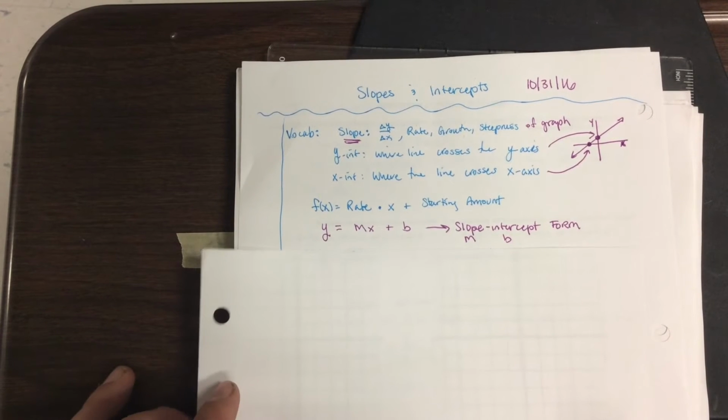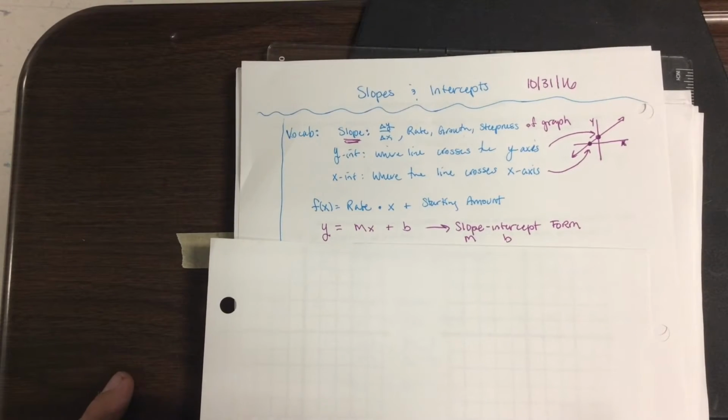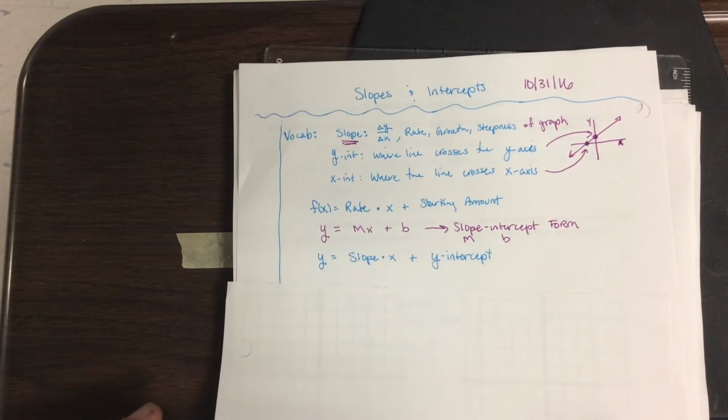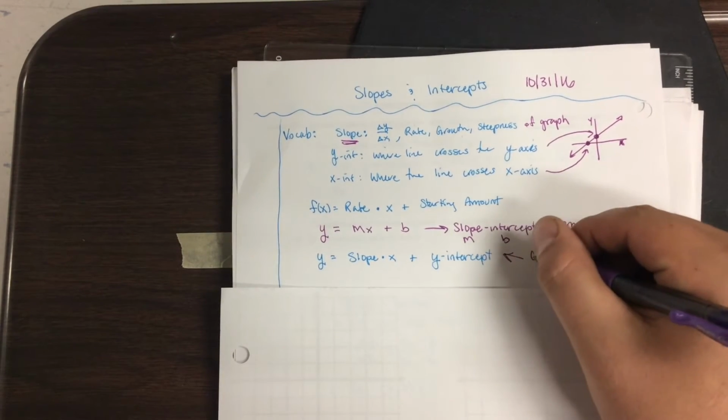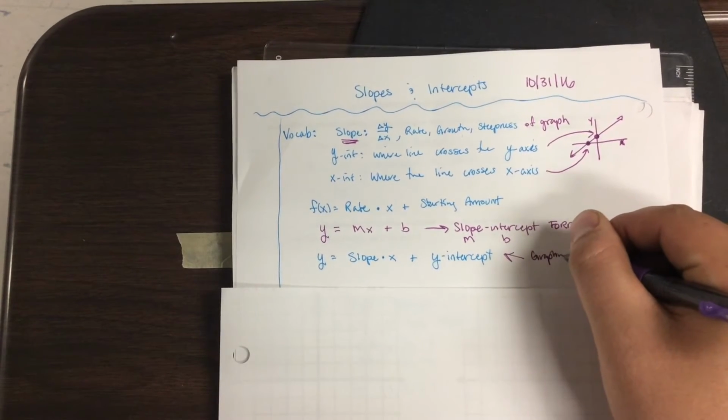Okay, so you could rewrite this equation of f of x equals rate times x plus starting amount as y equals slope times x plus y-intercept. And this is how we probably want to be thinking of it when we are graphing.